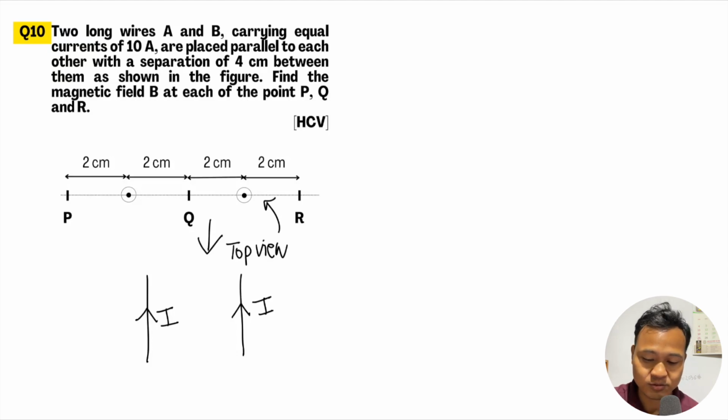So P, Q, R. Let's first take P. So at P, due to the first wire, due to A, of the long wires A and B.